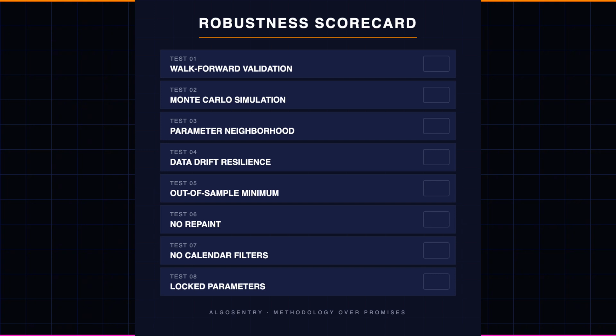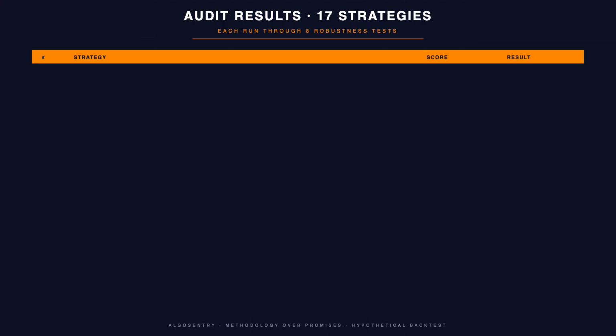Locked parameters kill the temptation to retune. If you keep adjusting, you're not testing. You're performing. Here's what happens when I run 17 strategies through this framework. I'll go fast. No names. These were my own builds.